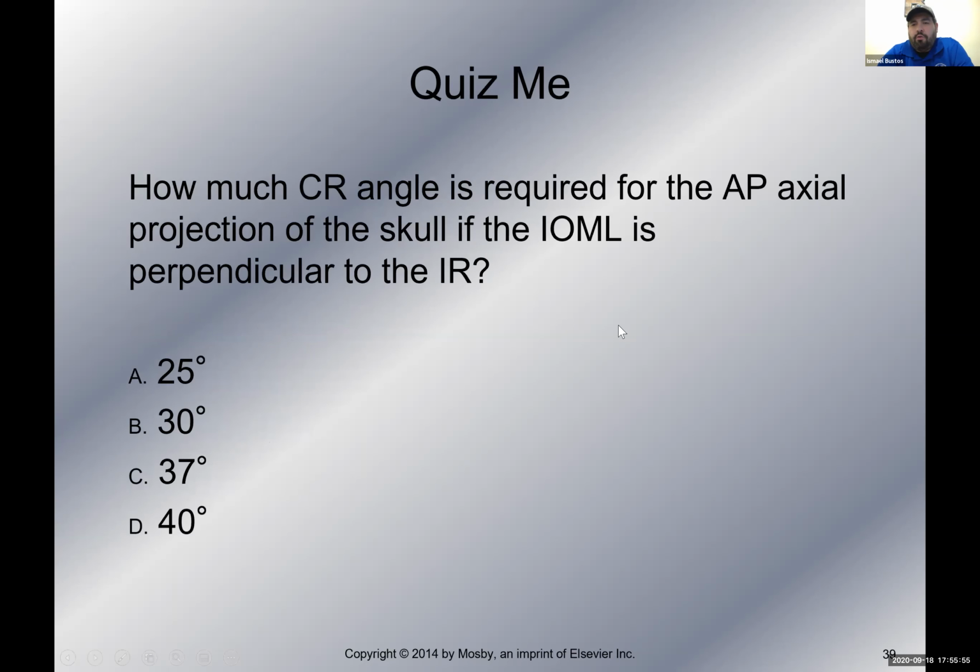How much CR angle is required for the AP axial projection of the skull if the IOML is perpendicular to the IR? So this is the very first projection we learned about, the Towne. Remember, we had to flex the head, bring the OML perpendicular, and then we angled a certain amount, right? If we couldn't use the OML, we used the IOML, and we had to increase the angle. What did we increase it to? 3, 2, 1, 37 degrees. So it's 30 degrees with the OML perpendicular, 37 with the IOML.